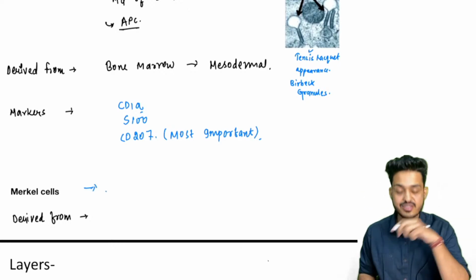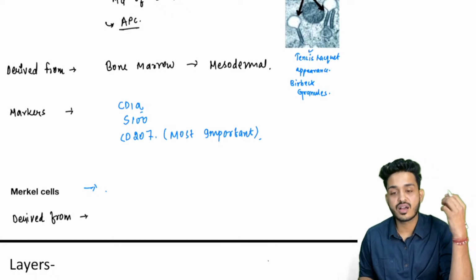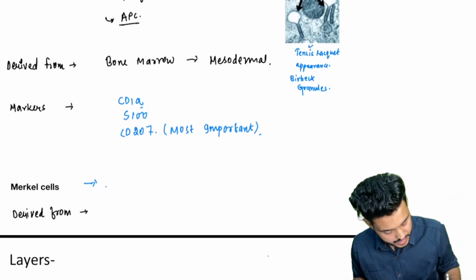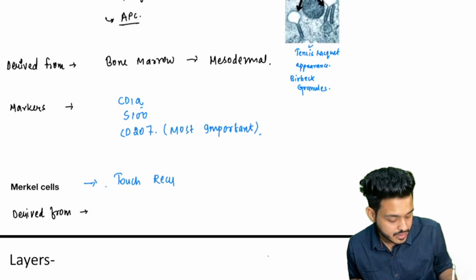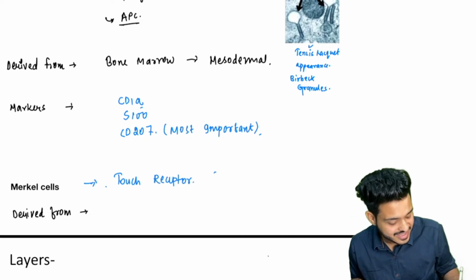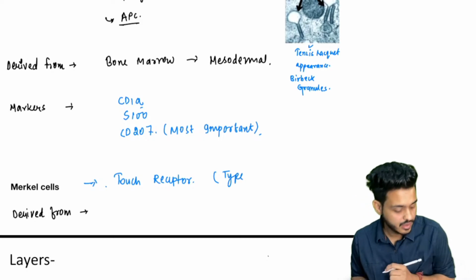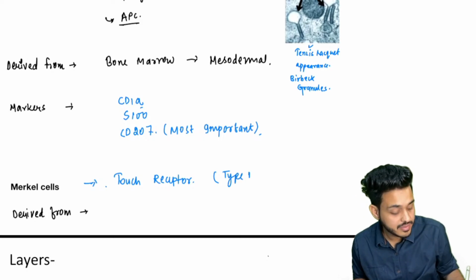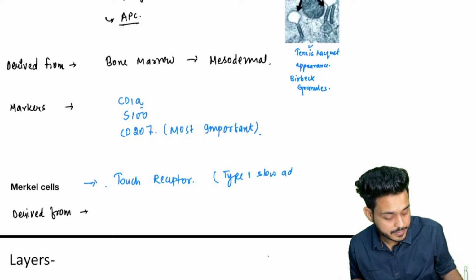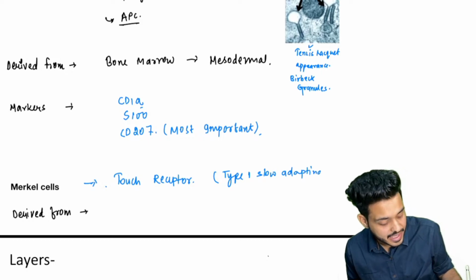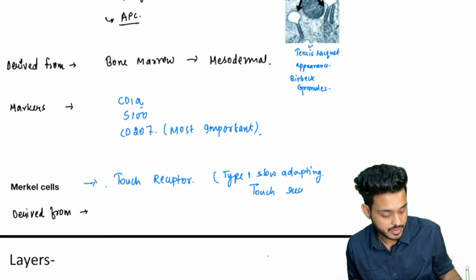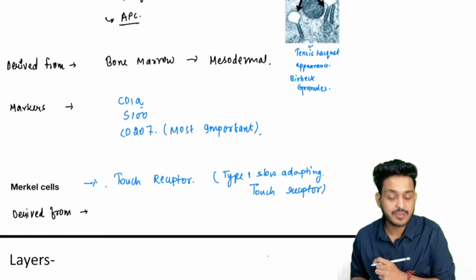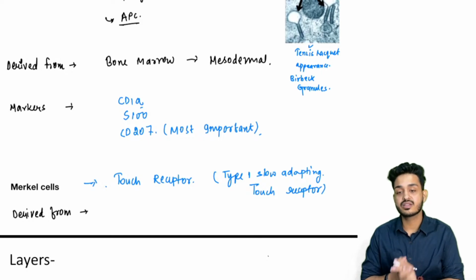Okay, next, let's talk about the next cells. These are your Merkel cells. Merkel cells are basically touch receptors. These are type 1 slow adapting touch receptors.